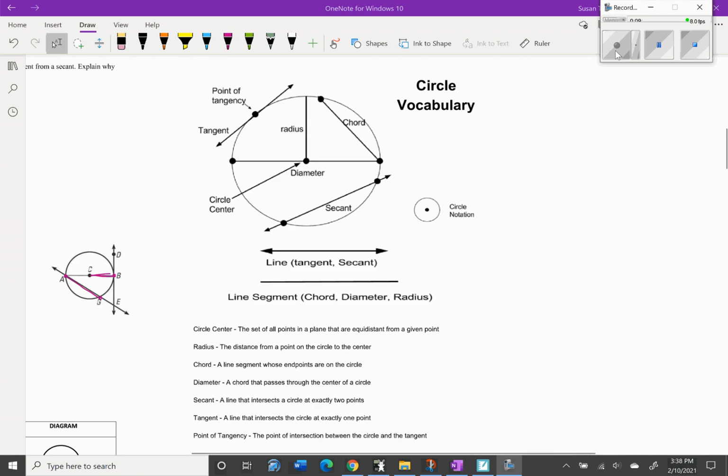So here is a graphic organizer that you will have in your Google Classroom. So again, it has everything that you need with the picture. So the center of the circle, radius, chord, diameter, secant, tangent, and point of tangency. So this is just a quick way to look at everything in case you forget.